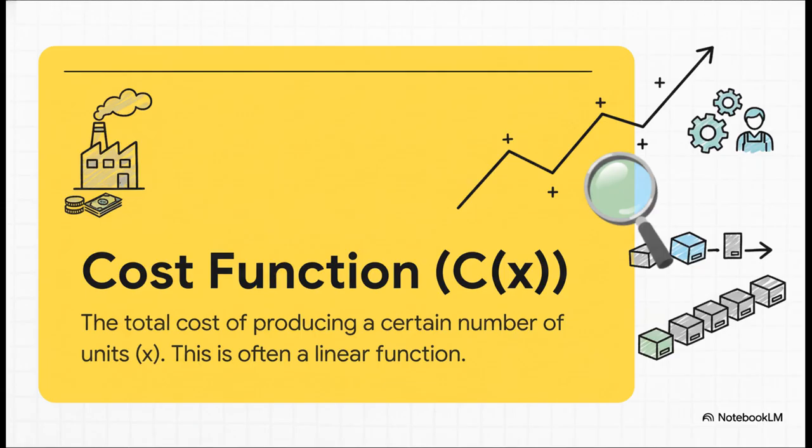Then you have variable costs. These are the costs tied directly to production. The raw materials, the wages for the workers on the assembly line, the power for the machines. For every unit X you produce, these costs go up. This is the slope of our line, m. So our total cost function is just a straightforward line that adds those two parts together.